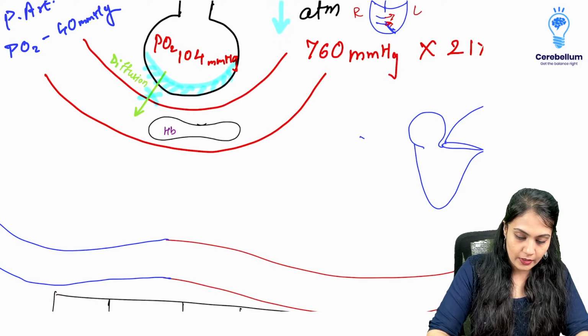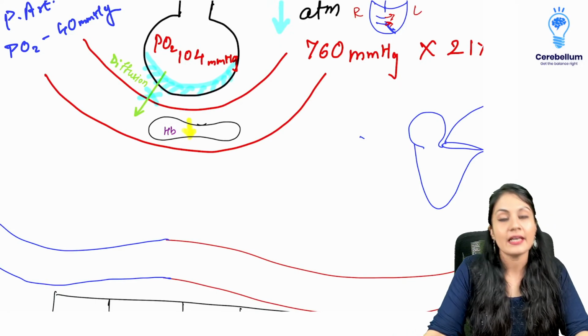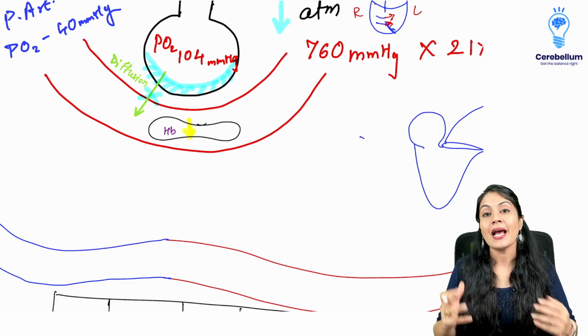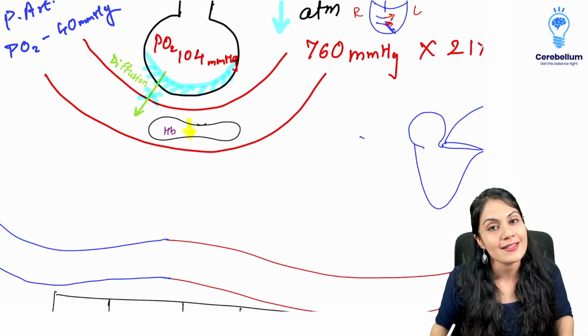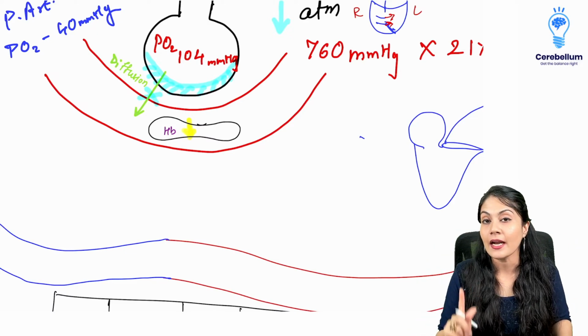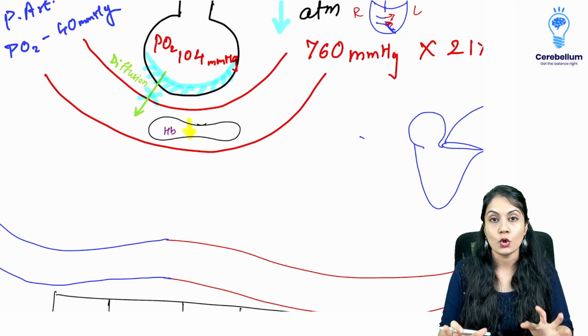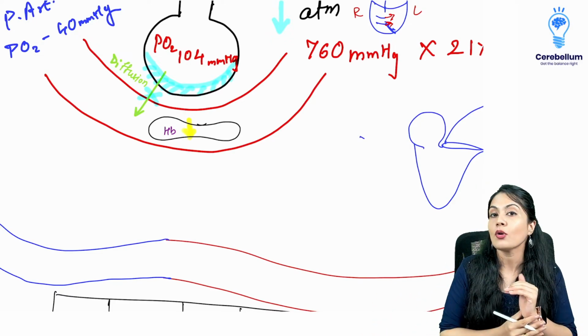Say the person is vegetarian, and the hemoglobin itself is very low. Now what will happen? The carrier is lesser, right? So what will happen to the overall content of oxygen in the blood? It is going to be lesser. I'm saying content, not saturation. Understand? Overall, per 100 ml, with fewer hemoglobin, I have a lesser content of oxygen.